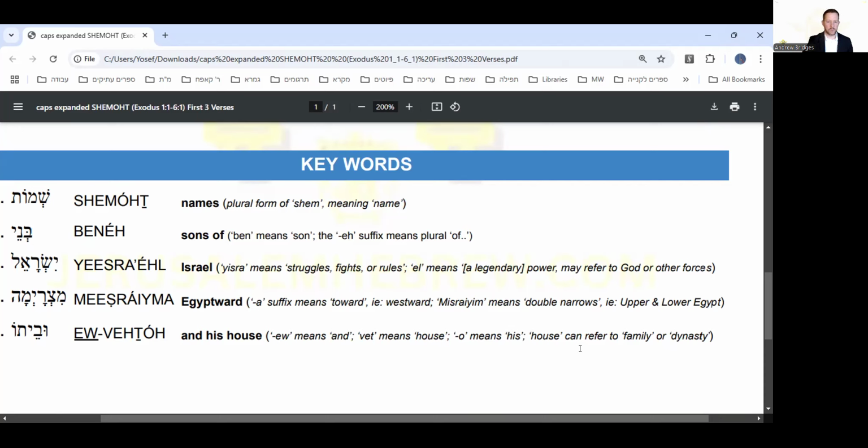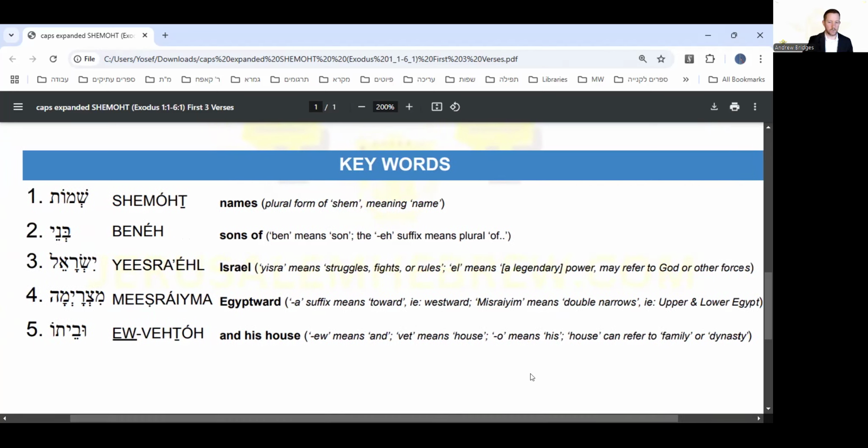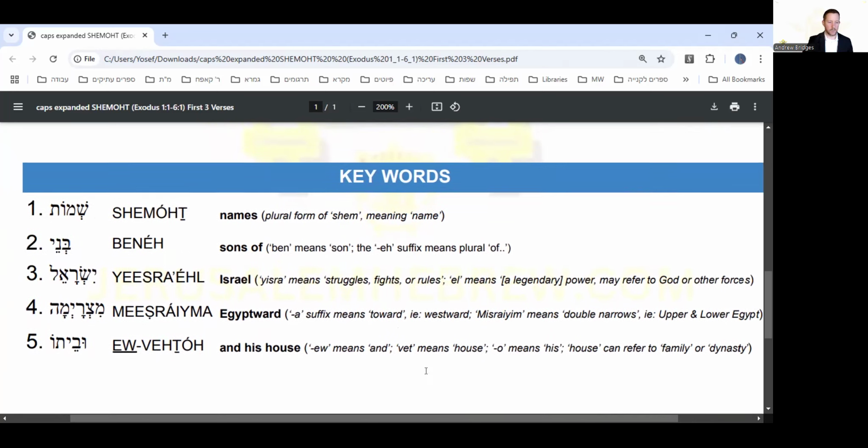House, vit in Hebrew, of course, it means a house, but it can also be used figuratively to refer to one's family or even a dynasty, like the house of David, or the house of Israel and the house of Judah, as in the dynasties of Israel and the dynasty of Judah.